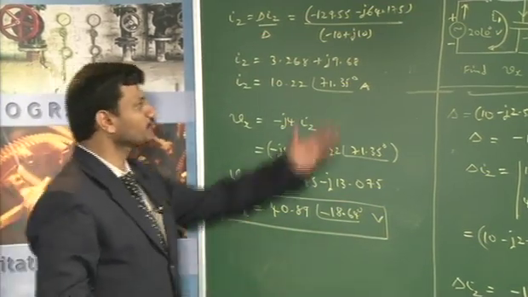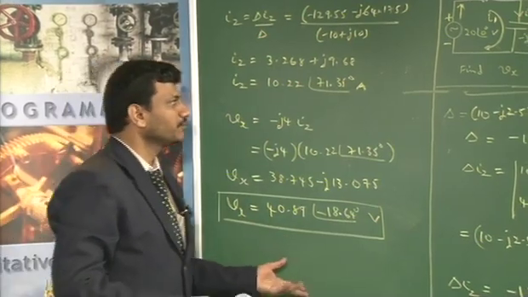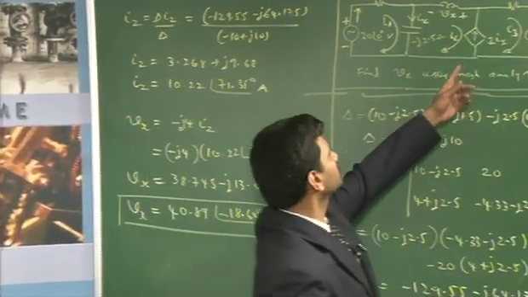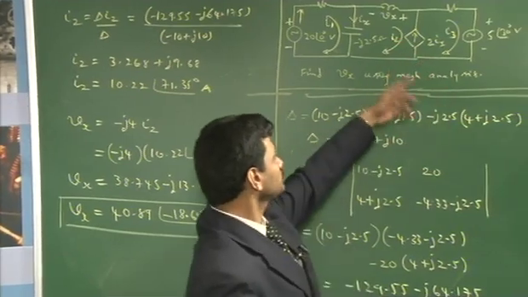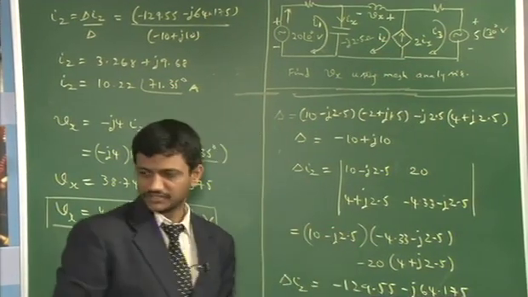So, what we have done is we have found Vx using mesh analysis, but we used the concept of a supermesh since there was a current source appearing in common to these two meshes. So, that ends the problem.